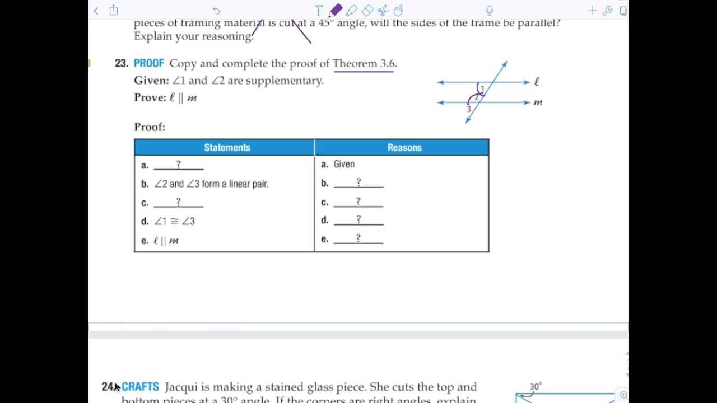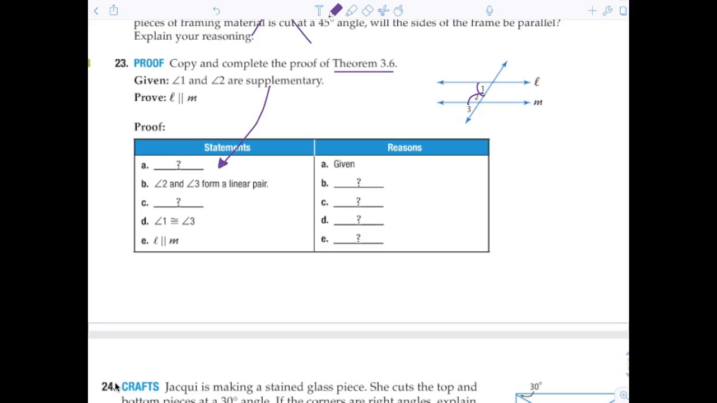All right, so let's see what they're asking. First, number 1. A is what? Yeah, 1 and 2 are supplementary. That is obviously the given. Come on, focus. Yes, that's what you're doing. All right, focus with me.